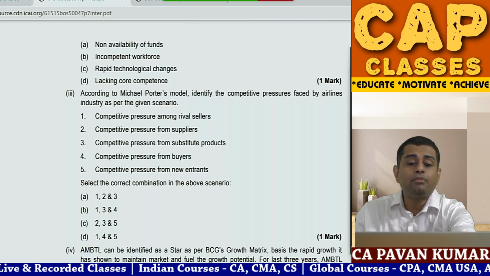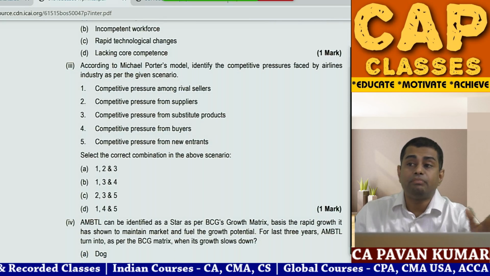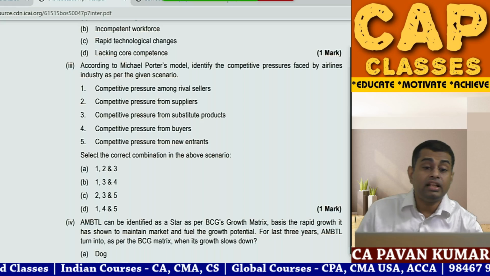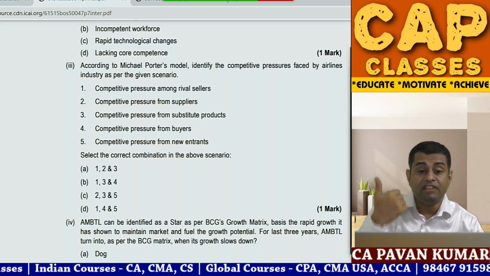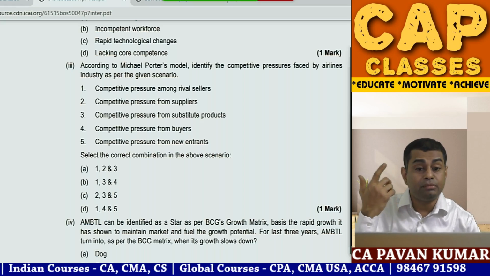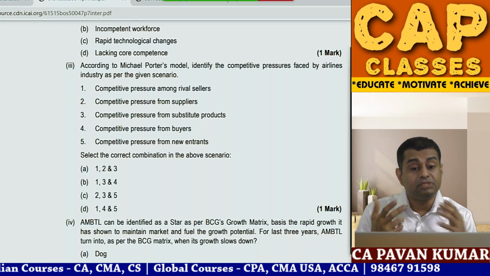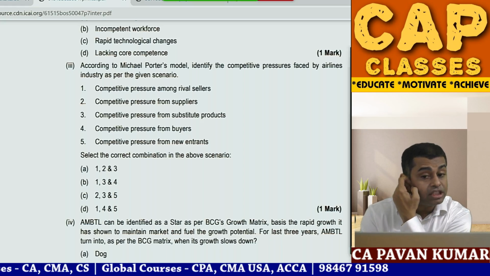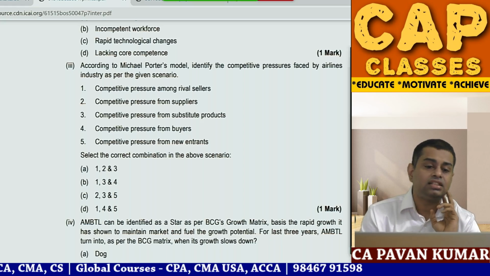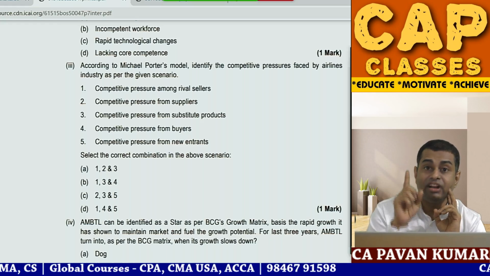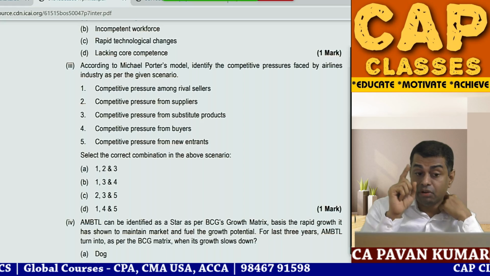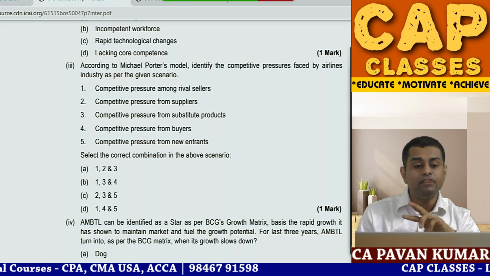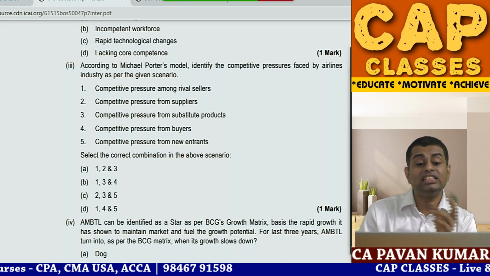So read the third one. According to Michael Porter's model, identify the competitive pressures faced by the airline industry. What are they? 1. Competitive pressure from rival sellers. 2. Competitive pressure from suppliers. 3. Competitive pressure from substitutes. 4. Competitive pressure from buyers. 5. Competitive pressure from new entrants. So combinations they have given, very important. You need to read carefully. Is it 1 and 2 and 3? Is it 1 and 3 and 4? Is it 2 and 3 and 5? Is it 1 and 4 and 5?